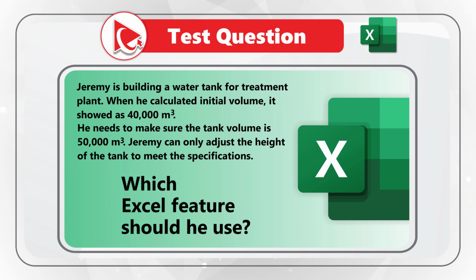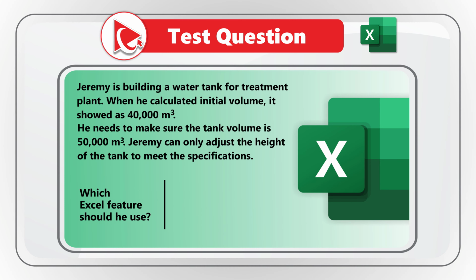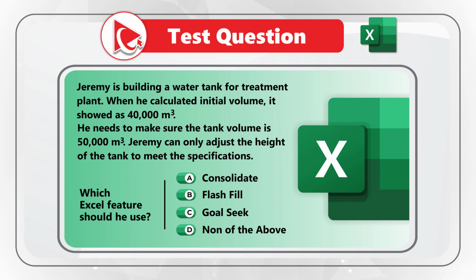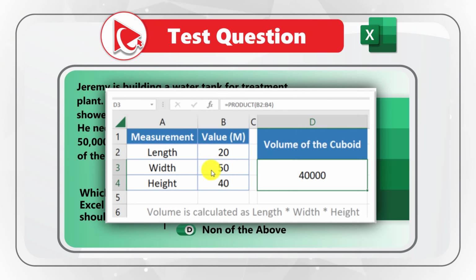And you're presented with the list of 4 choices. Choice A, consolidate. Choice B, flash fill. Choice C, goal seek. And then choice D, none of the above. Take a close look at the snapshot provided with this question. You're presented with measurements of length, width, and height. And there's also information that volume is calculated as length multiplied by width multiplied by height. And then volume in the cell D3 is calculated as product of range B2 through B4.